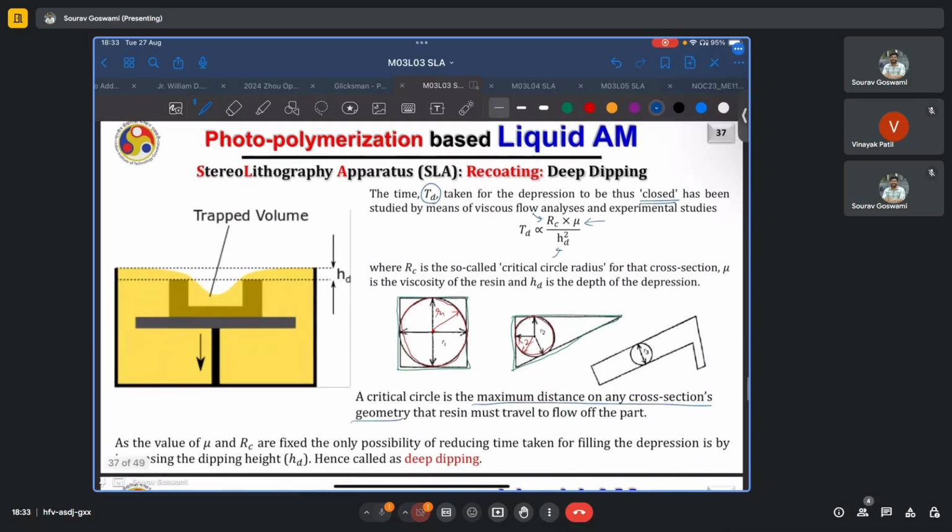Now, the viscosity is a material property. It is not really in our control. We cannot alter it. It will vary with temperature, but that's about it. The critical circle radius again is a function of the sliced contour, and if our requirement is fixed, we cannot really alter it either. The only possibility of reducing time is by increasing the dipping height. That is, if you have a hollow section, you dip your part very deep into the liquid vat, and we see that the time taken scales inversely with the square of this height, and thus it will fall off very quickly.